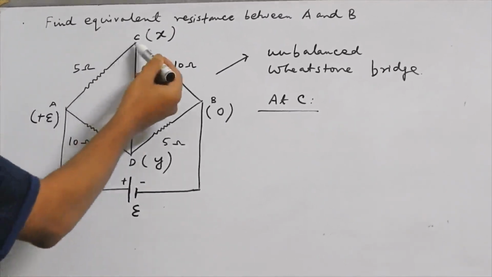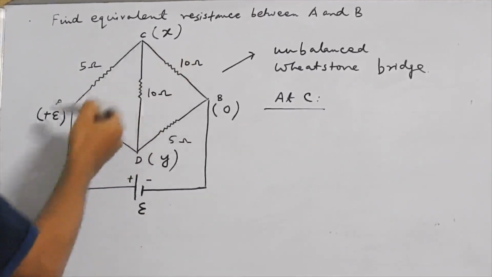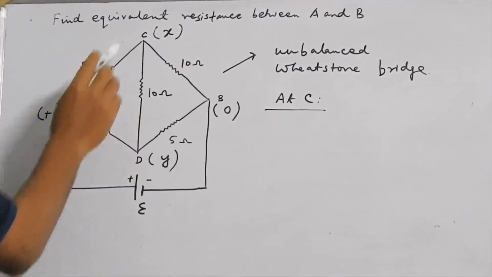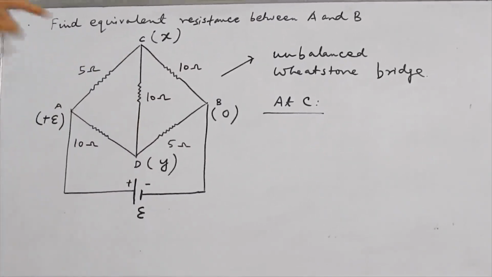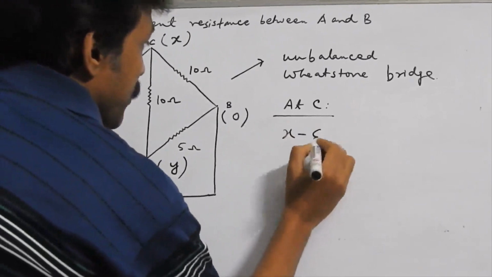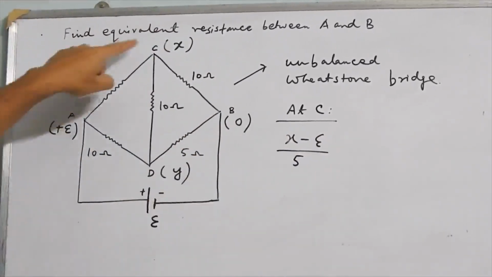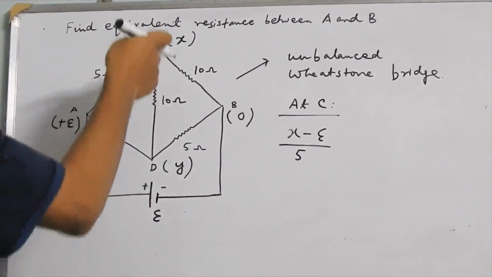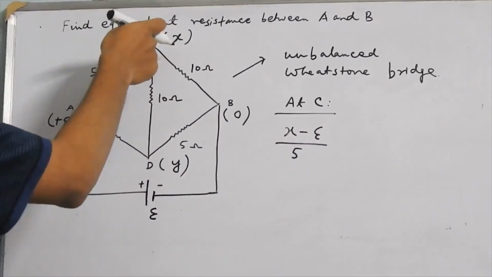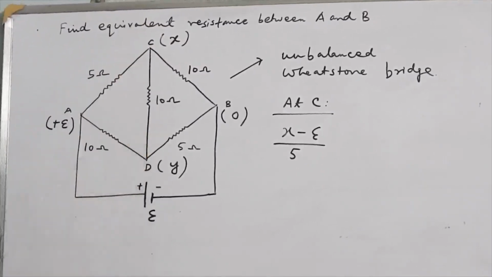So now the potential difference is, suppose, x minus epsilon. Potential difference divided by the resistance is the current either entering or leaving this point C. So you can say that x minus epsilon by 5 is the current entering or leaving the point C. Similarly, the current entering or leaving the point C along this direction is obviously x minus y by 10.